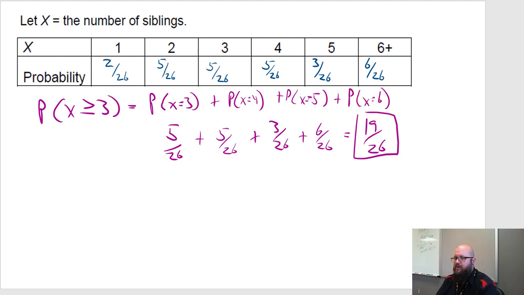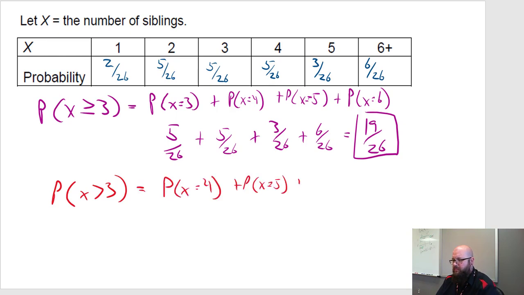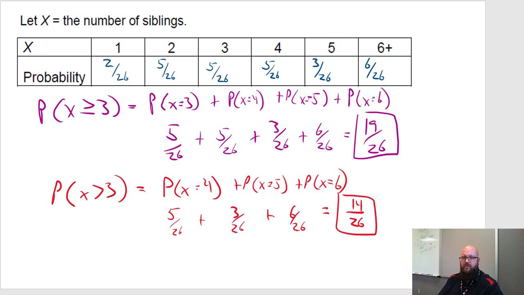Then say we wanted to find the probability of X greater than 3. We would do all of those again, but without including the probability of X equal to 3. That gives us, let's see, 8 plus 6, so that should give us 14 over 26. So of course, with the equal sign, it's saying including that value, and if it's just greater than or less than, it would be excluding that value and everything either below or above.